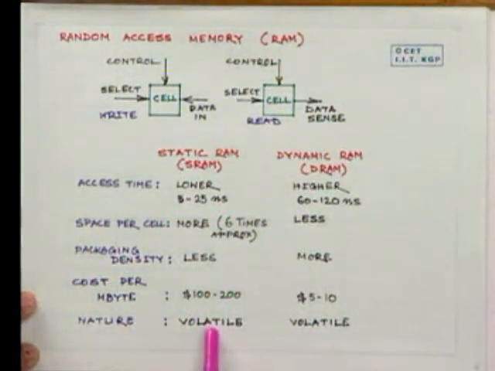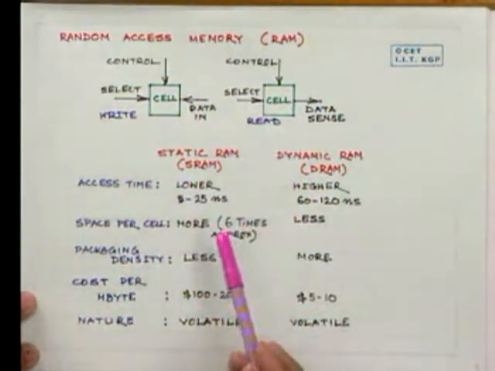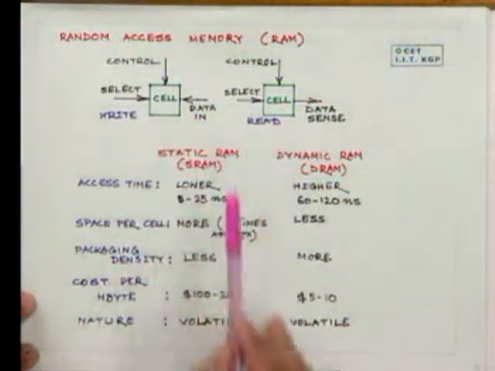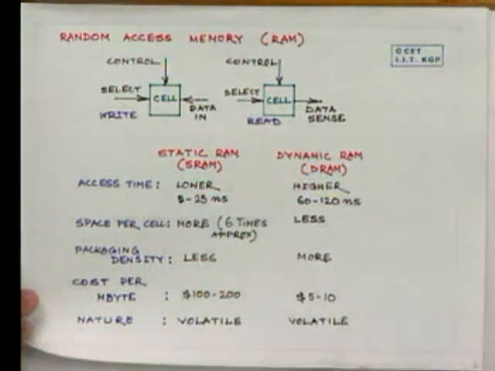By that I mean if the power goes off, the information stored in these cells, or the memories that are constituted out of these cells, will all go. Therefore the power has to be there, and that is why we call it volatile.